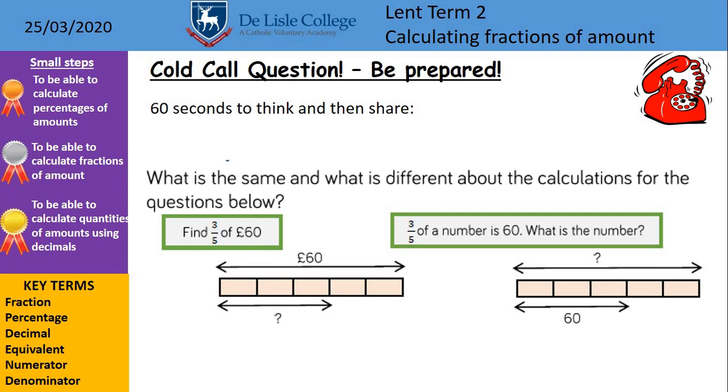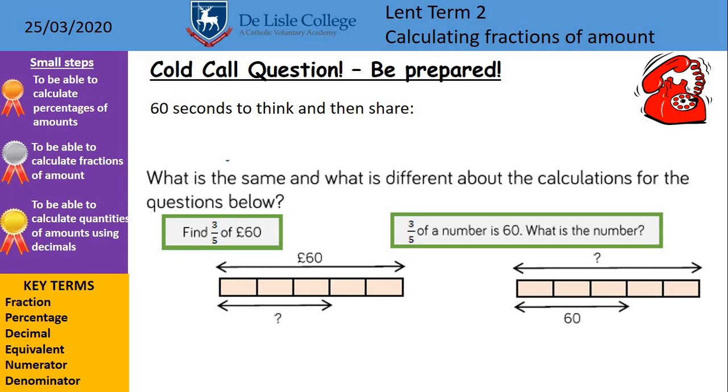So what is the same and what is different about the calculations? The first calculation is like the examples that we've been working through. Find 3/5 of £60. So to start with, we would divide by 5 to work out what 1/5 is, and then multiply by 3 to work out what 3/5 is. The second question is actually telling us that 3/5 of a number is 60. So the 60 is actually the 3/5, which you can see in the diagram. It's not the whole amount this time.